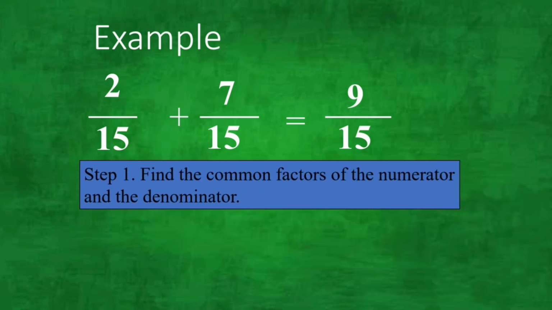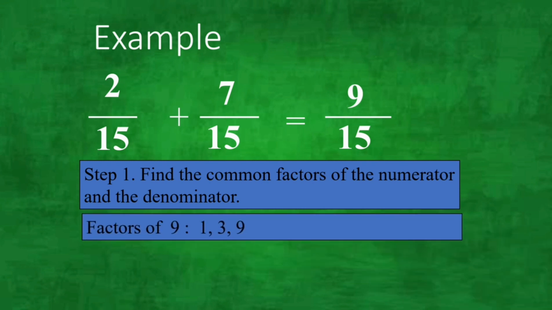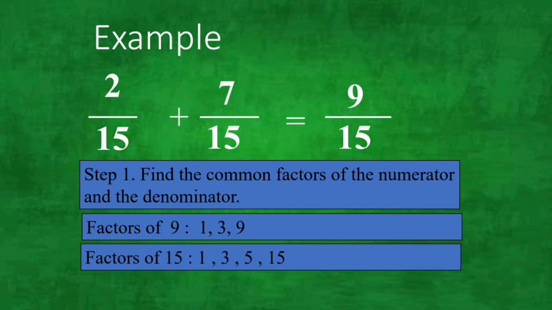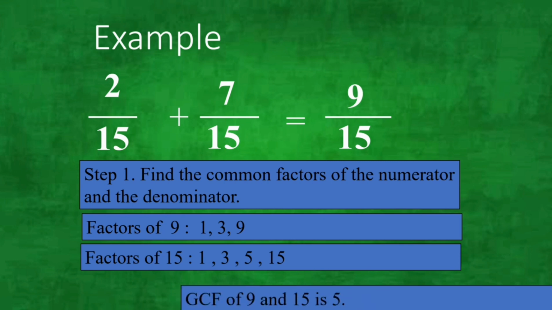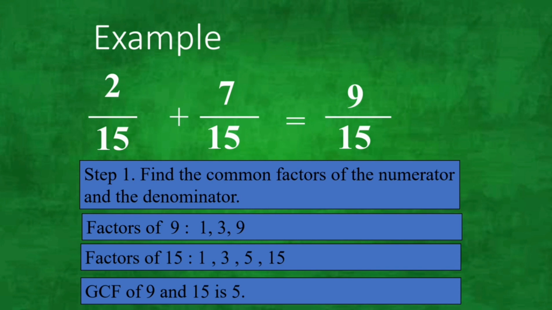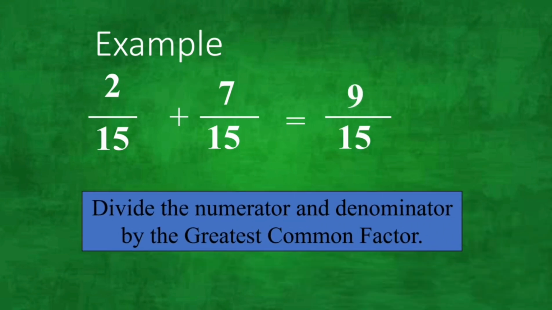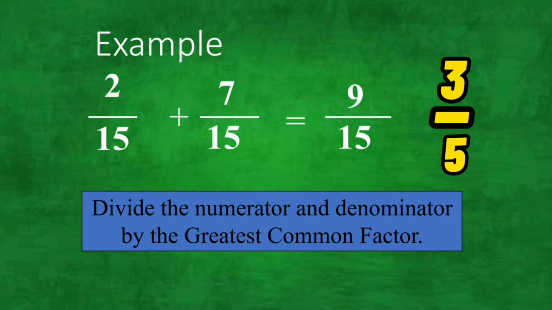Step 1. Find the common factors of the numerator and the denominator. Factors of 9 are 1, 3, and 9. Factors of 15 are 1, 3, 5, and 15. The GCF of 9 and 15 is 3. Then, divide the numerator and the denominator by the greatest common factor. So, 9 divided by 3 is equal to 3. And 15 divided by 3 is equal to 5. Our answer is 3 over 5.